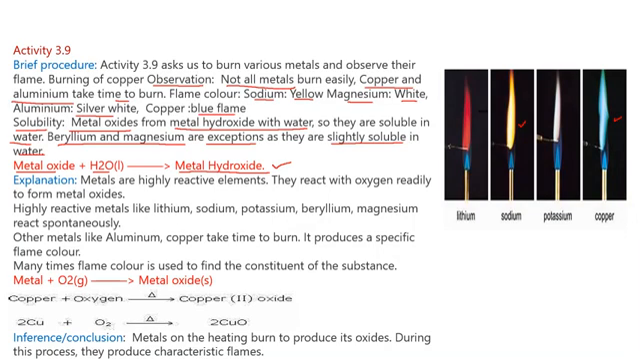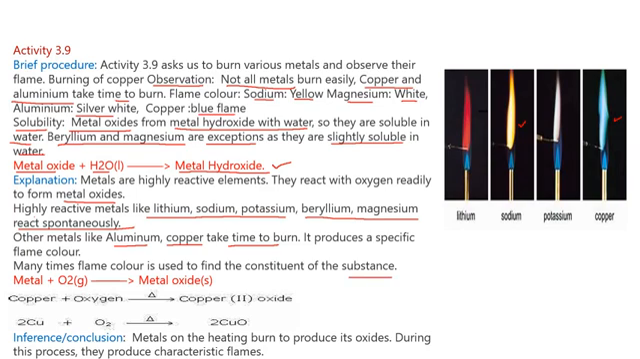Metals are highly reactive elements. They react with oxygen readily to form metal oxide. Highly reactive metals like lithium, sodium, potassium, beryllium, magnesium react spontaneously. In fact, sodium and potassium react very fast. The other metals like aluminium and copper take time to burn. It produces a specific flame color. Many times flame color is used to find the constituent of the substance.